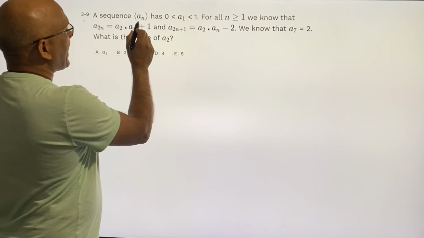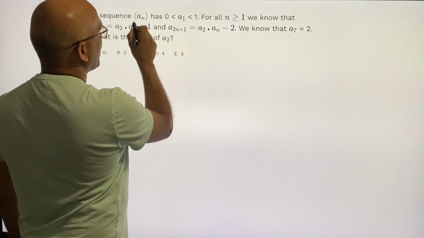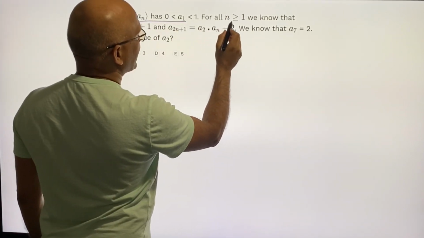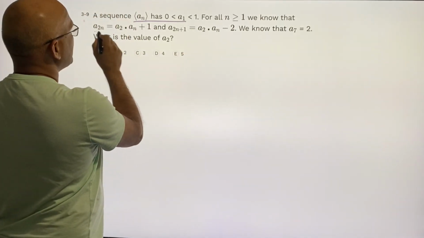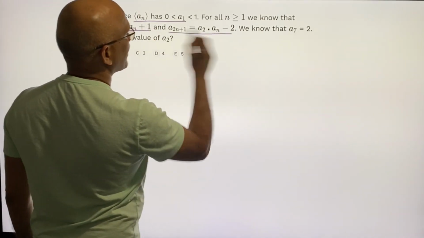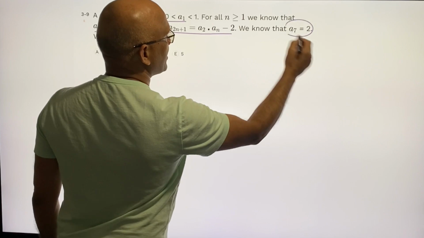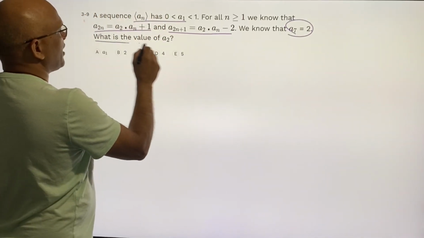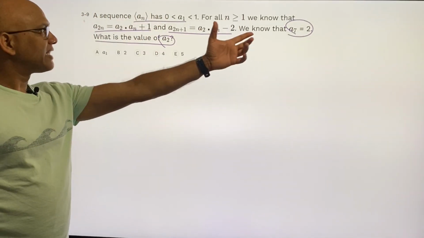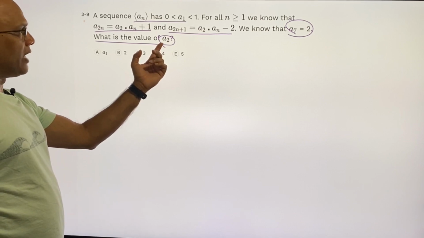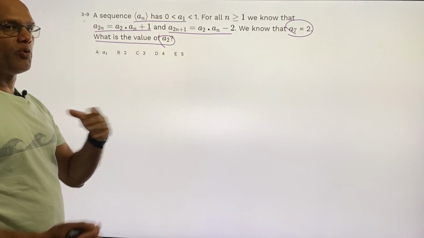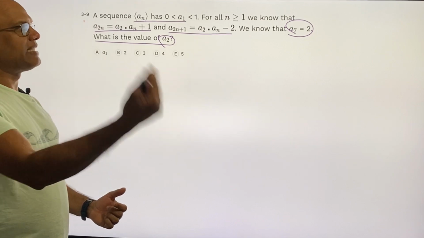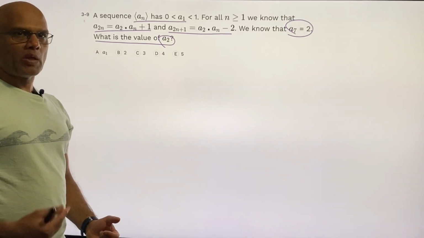A sequence a_n has a_1 between 0 and 1. For all n greater than or equal to 1, we know that this and this hold. We know that a_7 is equal to 2. What is the value of a_2? a_7 is given, we need to know a_2, and there are some equations given, so we need to somehow connect a_7 back to the lower a_n.